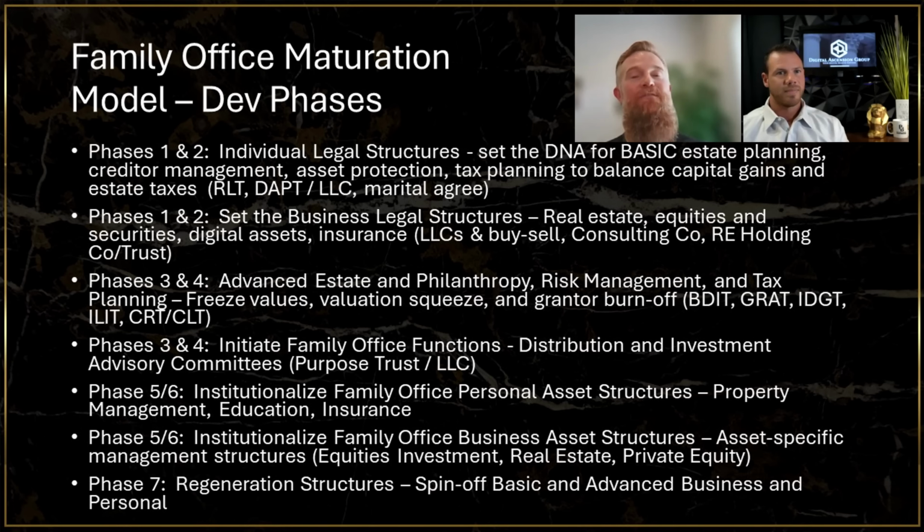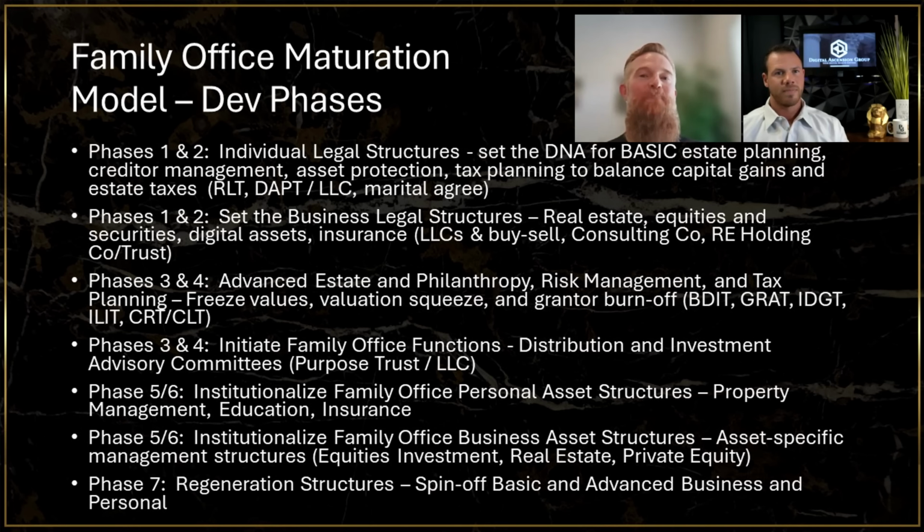So I'll just point out that in phases 1 and 2, the tax planning that we're doing is to balance estate and capital gains. In phases 3 and 4, we start shifting toward more of the estate and generation skipping transfer tax planning. In phases 3 and 4, we also start to initiate those basic family office functions, usually starting with distribution and investment advisory committees, which are often LLCs embedded within a purpose trust that may have no owners. We don't really want those owned. We don't want your family purpose owned by an entity that could profit by changing the purpose.